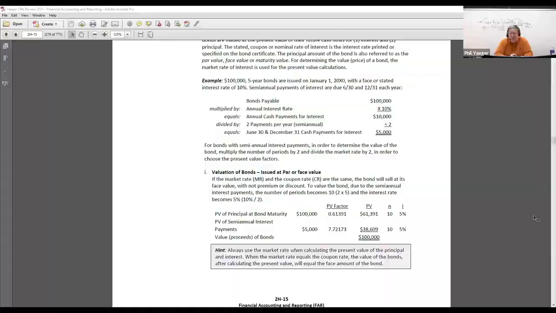It's 10%, right? Because we always use the yield rate. So if the yield rate is 10%, and that's the annual rate, semi-annually, every period we're going to yield 5%. Do you see that?